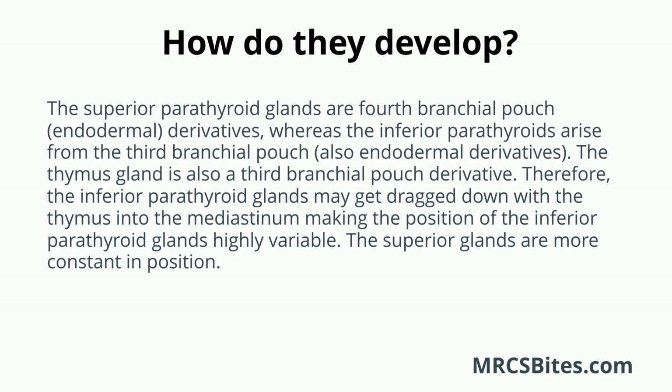How do they develop? The superior parathyroid glands are fourth branchial pouch endodermal derivatives, whereas the inferior parathyroids arise from the third branchial pouch, also endodermal derivatives. The thymus gland is also a third branchial pouch derivative. Therefore, the inferior parathyroid glands may get dragged down with the thymus into the mediastinum, making the position of the inferior parathyroid glands highly variable. The superior glands are more constant in position.